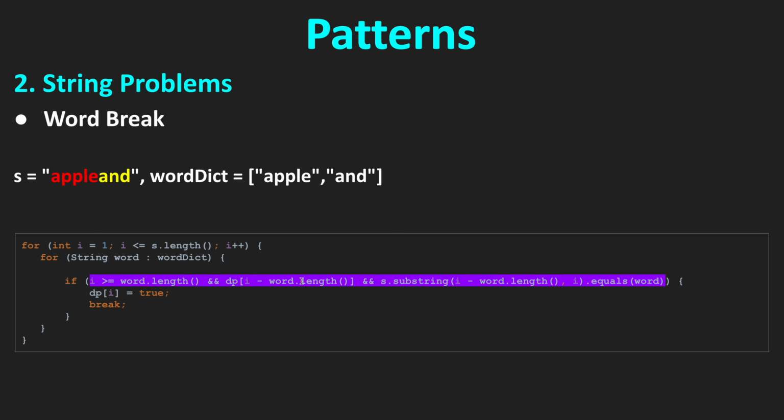And the second condition is that the prior word that came before that is true. If that is true, then we can consider that index. Then the next one is that if these two pass, then we are just checking if our word is equal to that substring. If it is, then we are setting that to true, and we are breaking at that point, because we found that specific word in order to set our dp[i] to true.